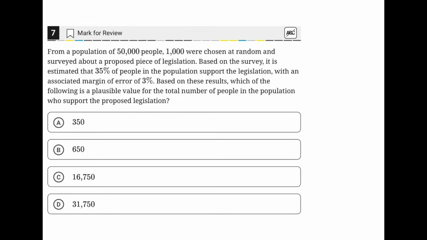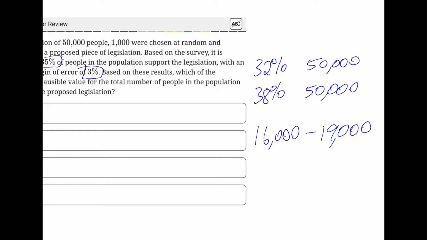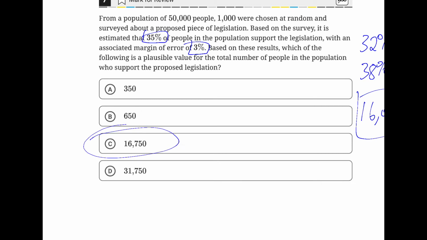Number 7, we're looking at a population of 50,000. We chose 1,000 for a random sample. And based on the survey, 35% of the people support this legislation with a margin of error of 3%. So that means anywhere between 32% and 38%. I just started with 35, subtracted 3, and added 3. And I'm going to apply those to the 50,000 because that's our population, not the 1,000, which is just our sample. So if I apply those two percentages, anything between 16,000 and 19,000 would fall in the expected range. The only one of those is C.